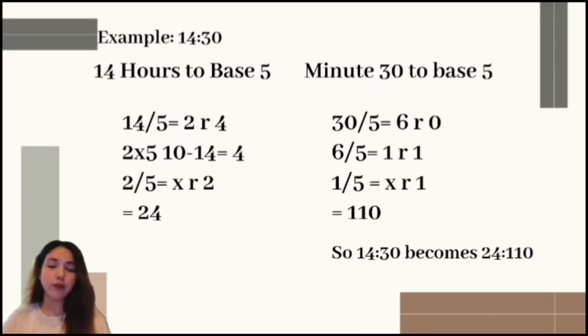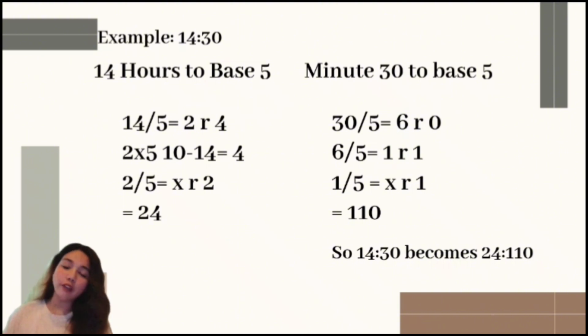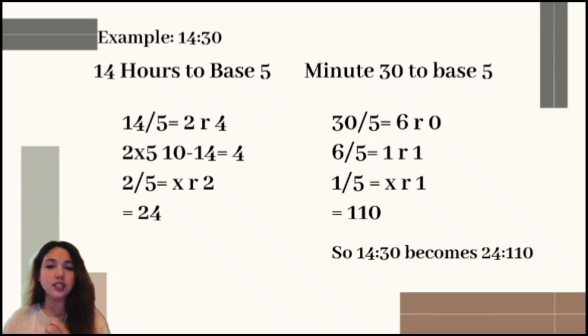So next is the minutes, which is 30 minutes to base 5. We have to divide 30 again by our clock system, which is 5. So 30 divided by 5 is equal to 6. We don't have any remainder because it is exact. 5 times 6 is equal to 30. So next is 6 divided by 5 is equal to 1. And we have to subtract the 5 from 6, which is 1. So we will get the remainder 1.